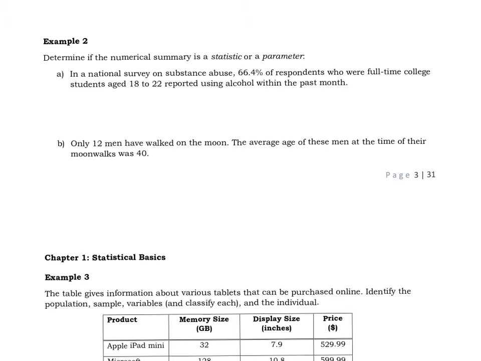All right, for example 2, we are going to decide whether each numerical summary is a statistic or a parameter. So remember, a statistic means that that summary came from a sample, and a parameter means that that summary came from a population. So what I'd like you to do is pause the video real quick, read both scenario A and B, and decide whether we're talking about a statistic or a parameter.